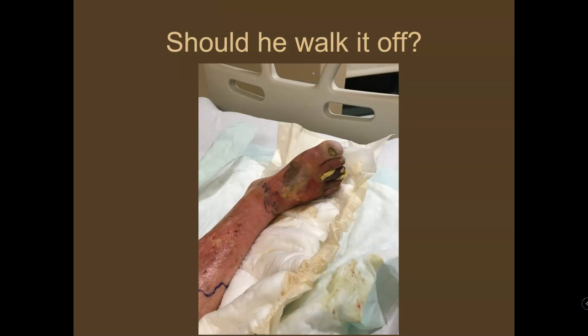And hopefully you're shouting at the screen, no, because if you were to walk this off, what that would do, remember, because of that skeletal muscle pump, that would increase lymph flow. Increasing lymph flow would increase the spread of the bacteria and make it more likely that you would develop sepsis. And so this is one of those times where instead we want to keep that foot as stationary as possible so that we do not spread the infection and we keep it in one place.